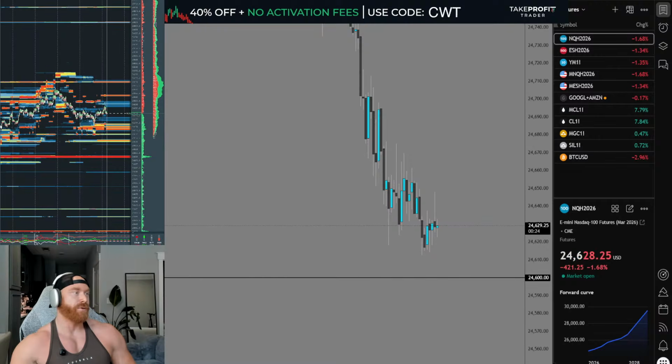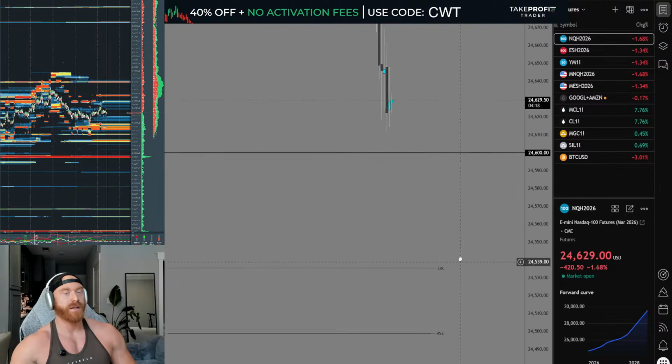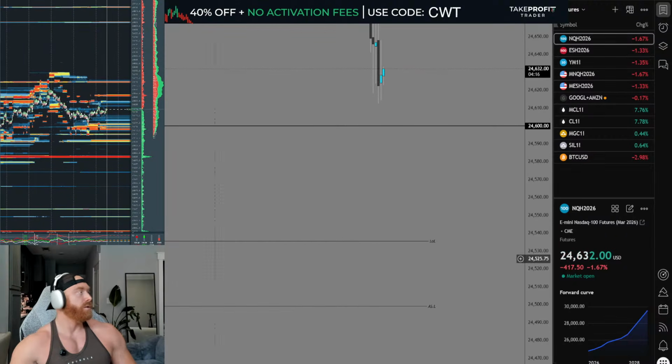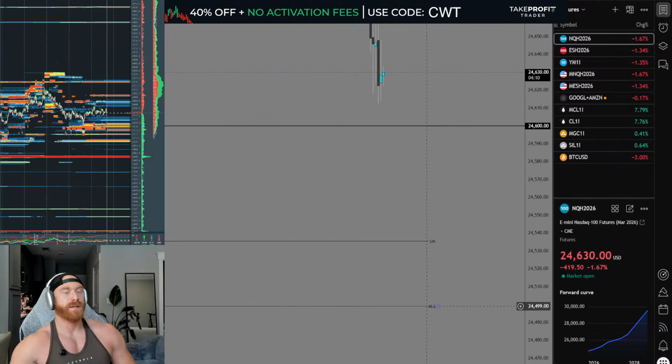And if it continues, what you'd want to do is look for a place for a pullback and an entry, and you want a clear draw on liquidity. And the clear draw on liquidity for me would be this London low. First, it would be this 600 level. And then it would be this London low, and then this Asia low.